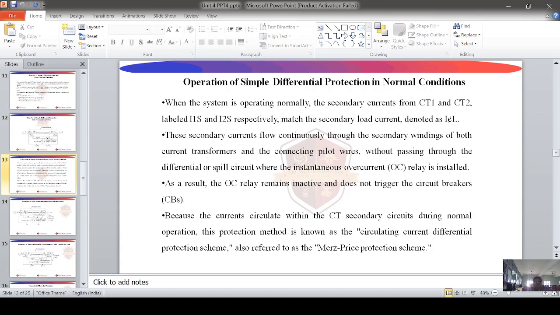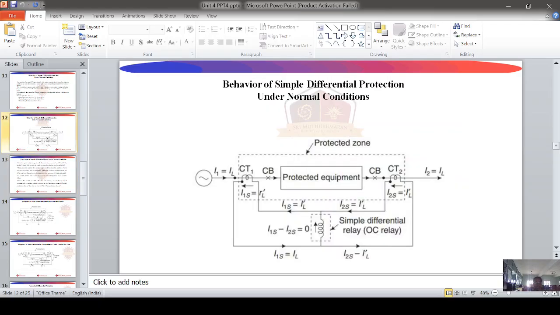Operation in normal condition: current circulates in the CT secondary circuit and the relay remains inactive. That is, if there is no fault. In internal fault conditions, the current difference increases, and the relay detects the fault and sends trip signals. In external fault conditions, current remains balanced, the relay does not operate, and it ensures stability.